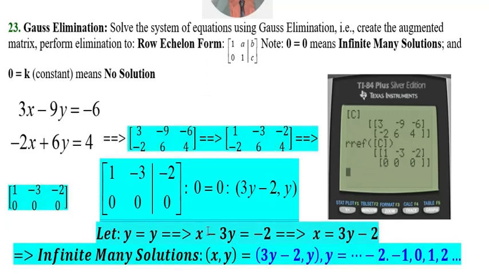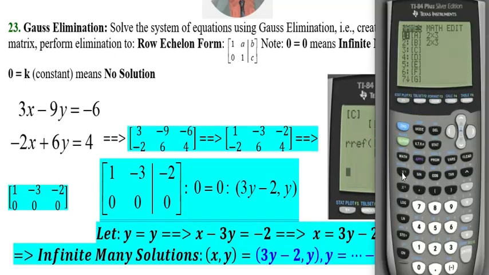Then we call Y equals Y, which is an independent variable. Then X is going to depend on Y. That means X minus 3Y equals minus 2. That means X equals 3Y minus 2. That is infinitely many solutions. The solutions are X is 3Y minus 2, Y is Y, where Y is from minus infinity to infinity. And here it is.